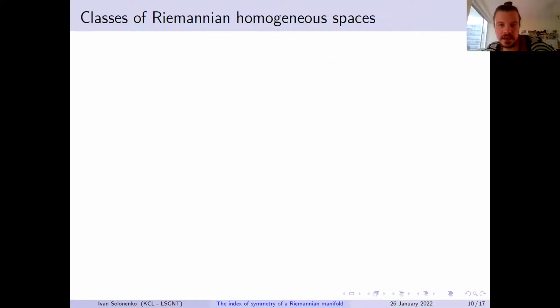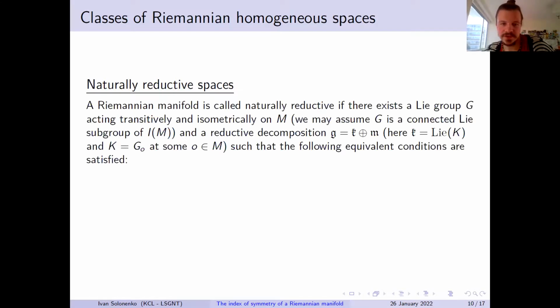Okay, and finally, then we'll give some classification results, and also the relations between these spaces: the naturally reductive spaces. It's slightly more involved. A Riemannian manifold is called naturally reductive if there exists some Lie group which acts transitively and isometrically on M. We may assume it's just a connected Lie subgroup of the isometry group. We don't lose anything. And you also have a reductive decomposition K plus M of the Lie algebra of G. Here K is the isotropy at some point O.